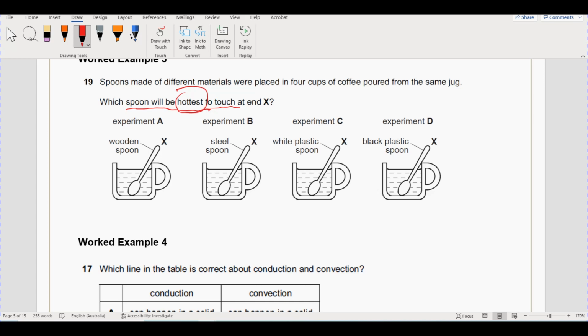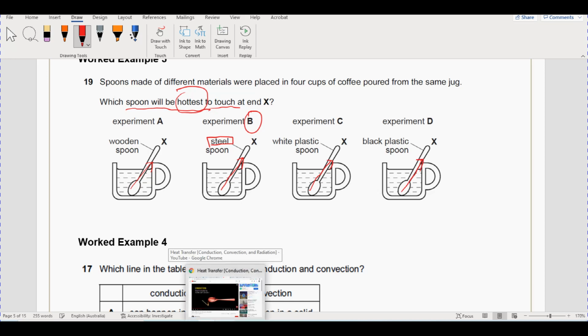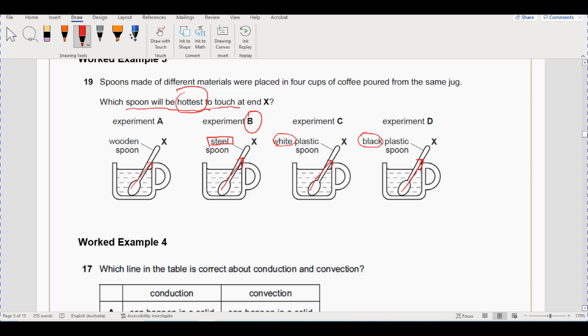Okay, so the answer would be just B, because this is steel. Steel is a kind of metal and the others are not. And this is obviously the heat conduction along the spoon. Of course, if you have steel, that means it passes through quickly. All right, so why are there two different plastics, one white, one black? Okay, that's related to radiation. We will do that later.